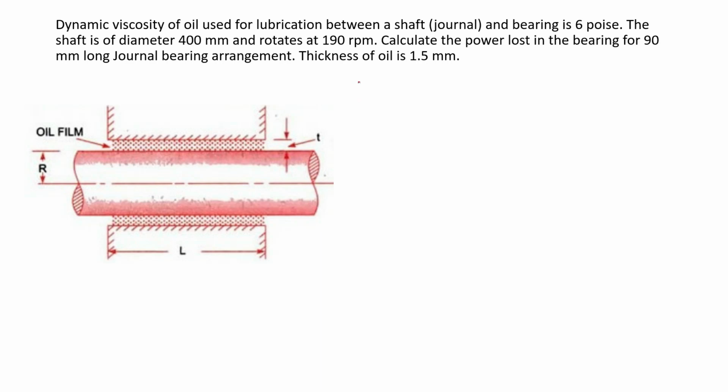First you need to know Newton's law of viscosity, that is tau is equal to mu into du by dy. Because of this viscosity, a shear stress is created between the journal and the bearing. You know that the journal is rotating, that means it will have a linear velocity at this end. If I draw it here, it will appear like this. So this is the velocity variation.